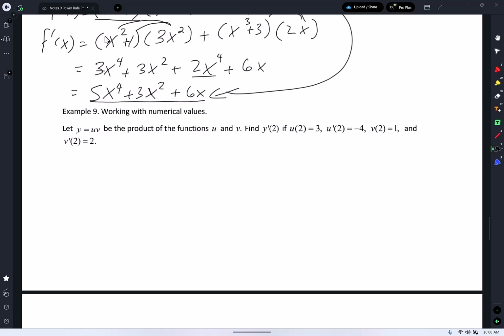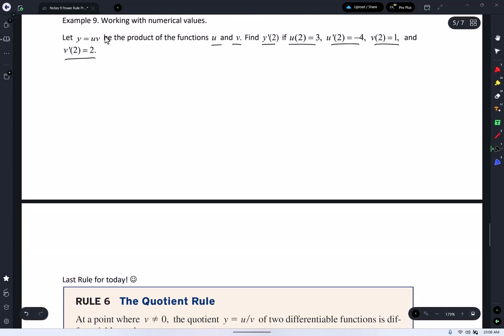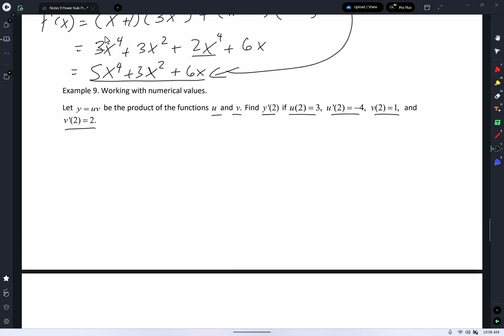Man, when I turned this into a PDF, they really stretched my little equations here. All right, let y equals uv be the product of the functions u and v, and then y prime of 2 equals. So these are just numeric answers for values of the original function and for the derivative. Dang, it doesn't even ask a question. It should have said find y prime of 2.